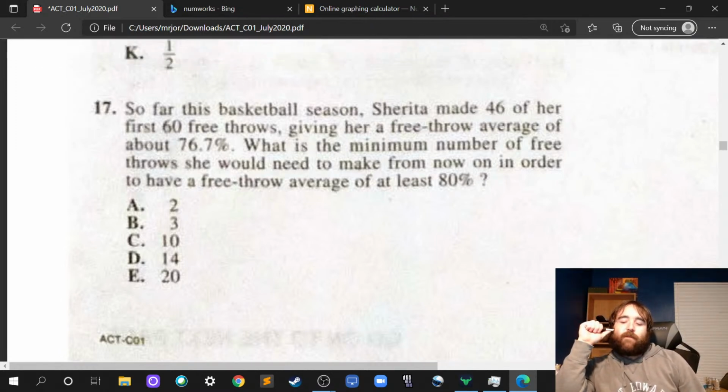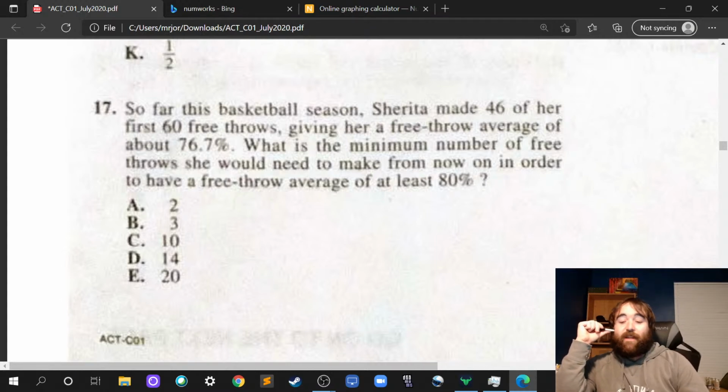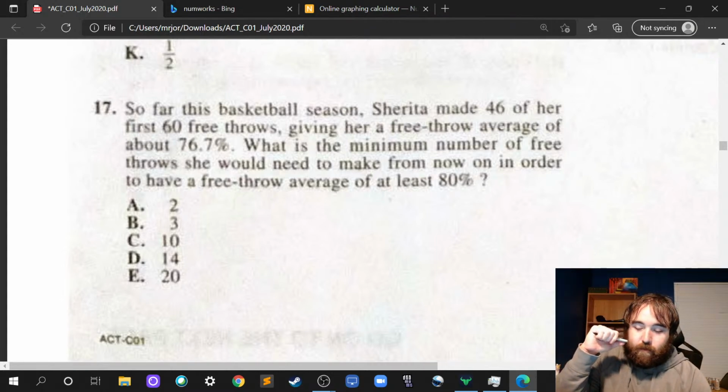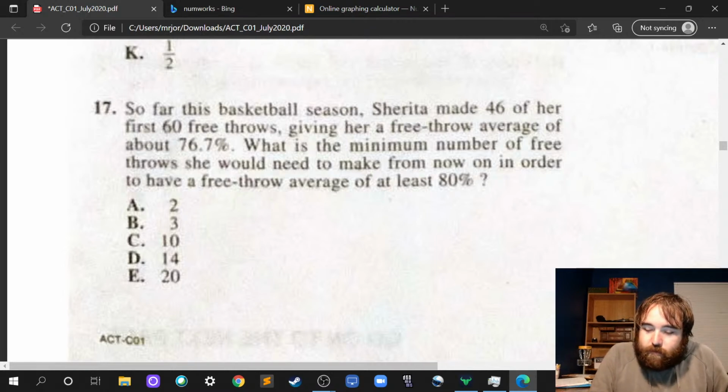So far this basketball season, Sharita made 46 of her first 60 free throws, giving her a free throw average of that percent. What is the minimum number of free throws she would need to make in order to have at least an 80%? From now on, made 46 of her first 60 free throws. Minimum number of free throws she would need to make from now on in order to have a free throw average of at least 80%. So she's just going to keep making them in a row is the idea.